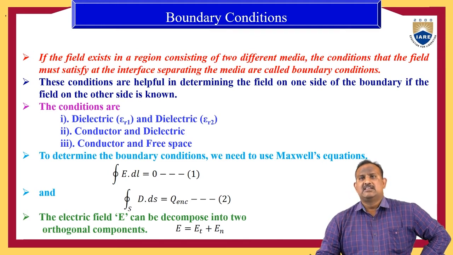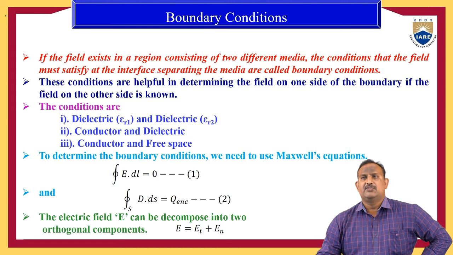If the field exists in a region consisting of two different media, the conditions that the field must satisfy at the interface separating the media are called boundary conditions. I will repeat once again. If the field exists in a region consisting of two different media, let us assume media 1 and media 2, the conditions that the field must satisfy at the interface separating the media are called boundary conditions.